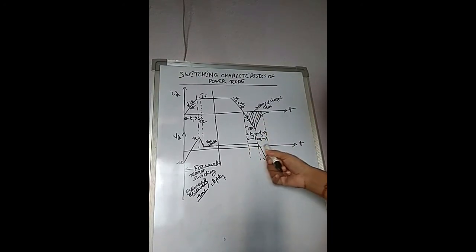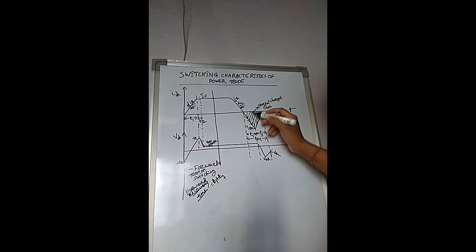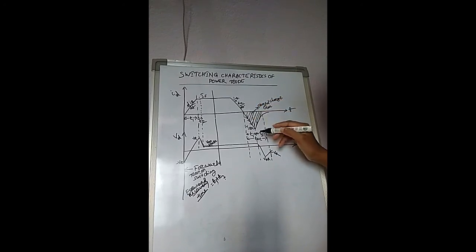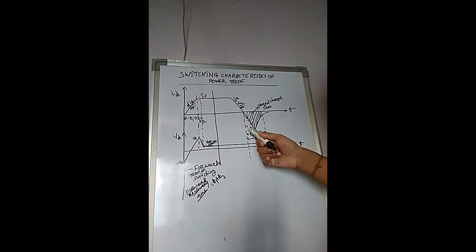This is represented by TRR, the reverse recovery time. So the diode regains its blocking capability only when the reverse recovery current decays to zero. First the diode current decays to zero, and after it reaches zero the diode is still in a conducting state. Then the reverse recovery current decays to zero, and the diode remains in the off state.